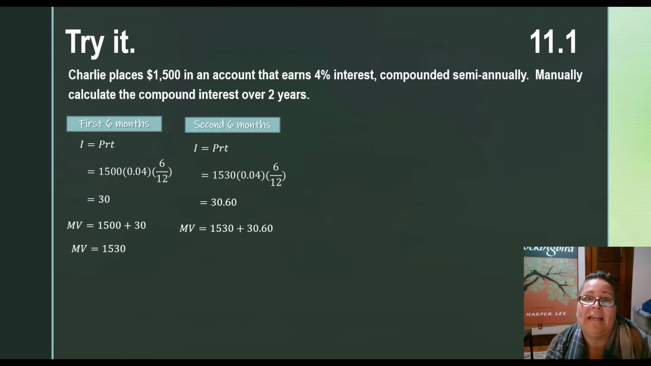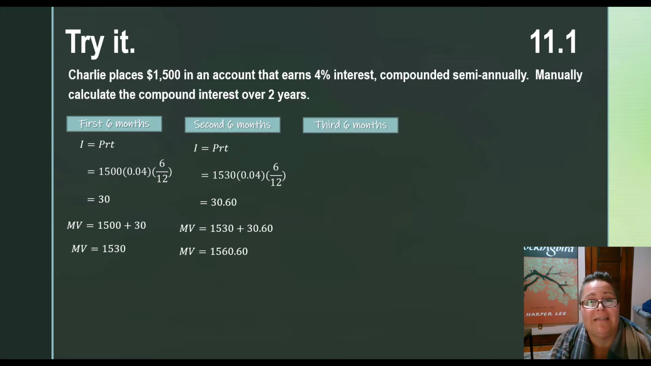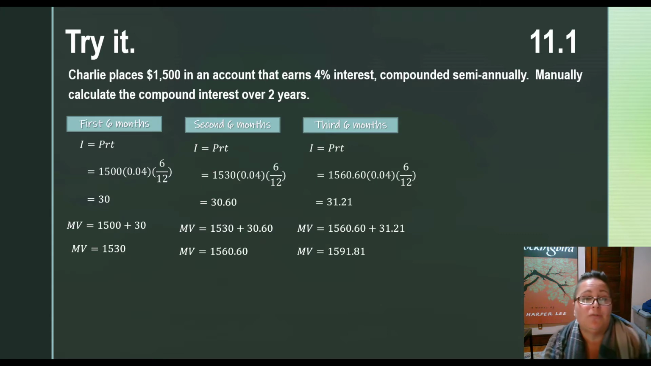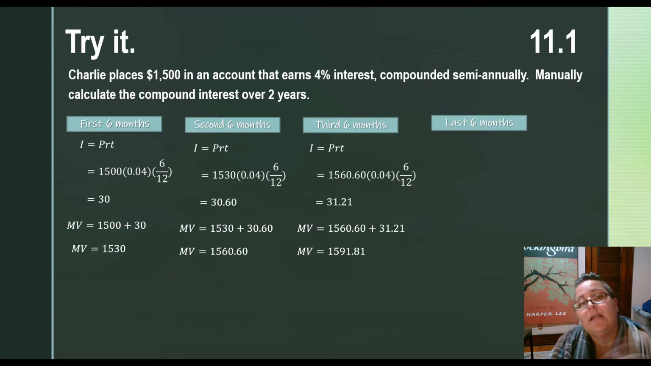So now we're going to take that interest and add it to the $1,530 that was already in the principal. That gives us $1,560.60. That becomes our new principal for the next 6 months. So when we calculate interest on this one, we're going to be using the $1,560.60 at 4% for another 6 months, which gives us interest of $31.21. Again, slightly more than it was the last 6 months. This gives us a new maturity value of $1,591.81.